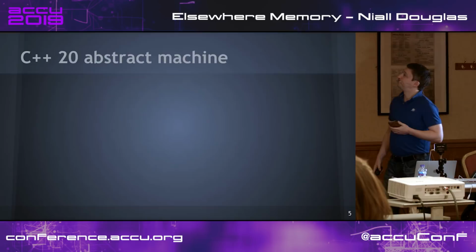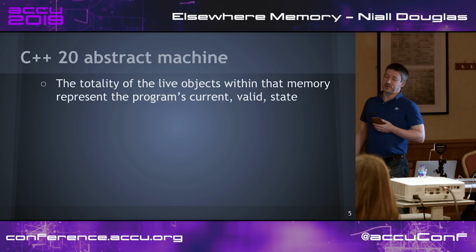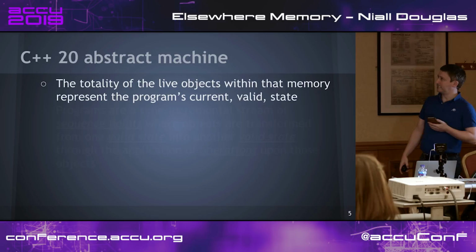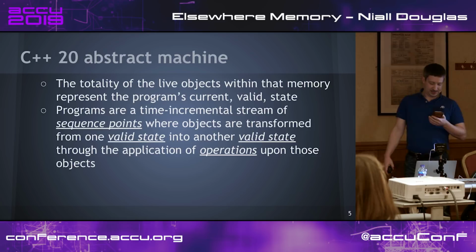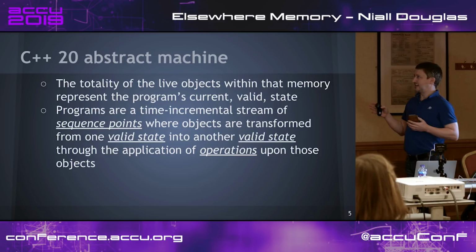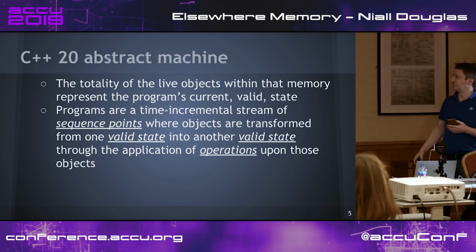Okay, so this is my best attempt at understanding the first 20 or 30 pages of the standard. The totality of all the live objects within the memory represent the program's current valid state. I think that's true. Programs are a time incremental stream of sequence points where objects are transformed from one valid state into another valid state through the application of operations onto those objects. I think that is also true as a reasonable summary. It's probably not completely accurate, but bear with me.